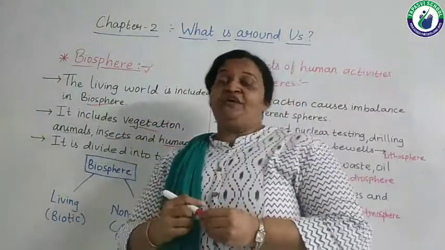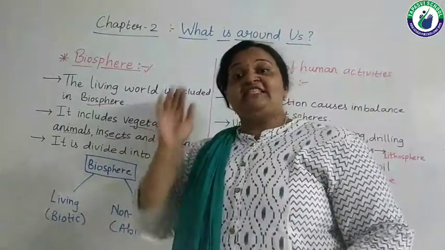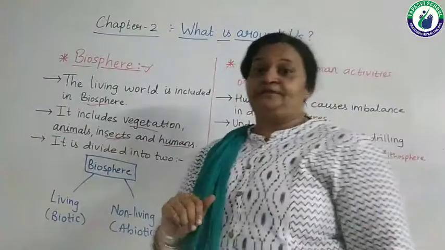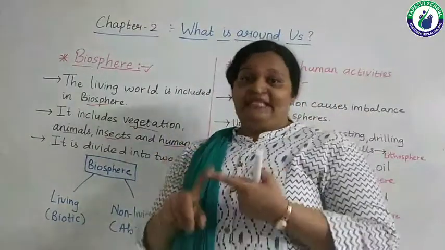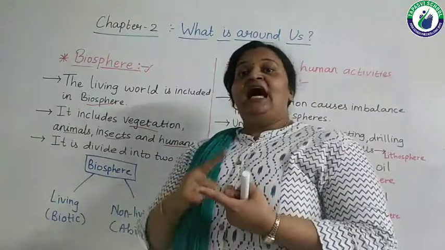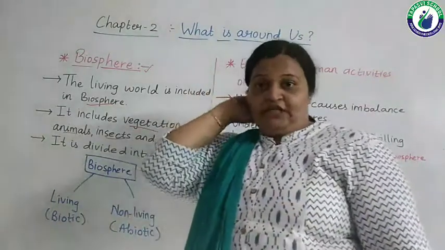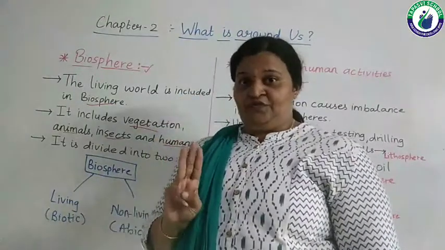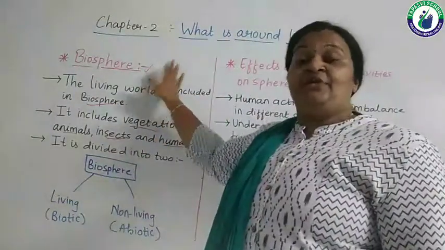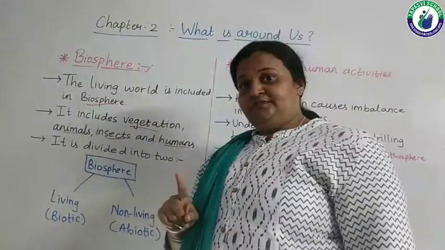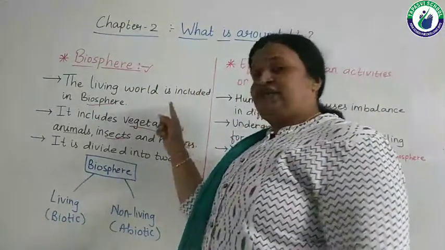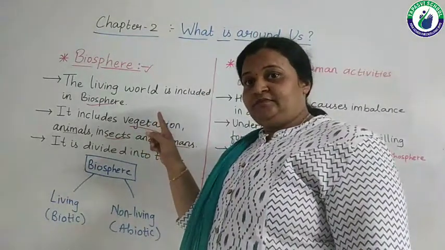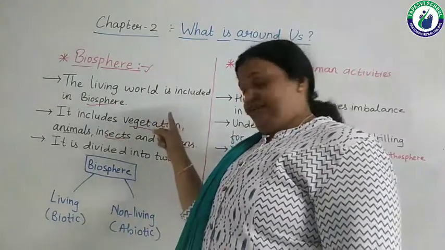Again, biosphere is the sphere which originated because of the support of three spheres. Which were the three spheres? Lithosphere, atmosphere, hydrosphere. As we got the required amount of atmosphere, lithosphere and hydrosphere, the living world came into existence on the earth. Only earth among all the planets of the universe is having life.